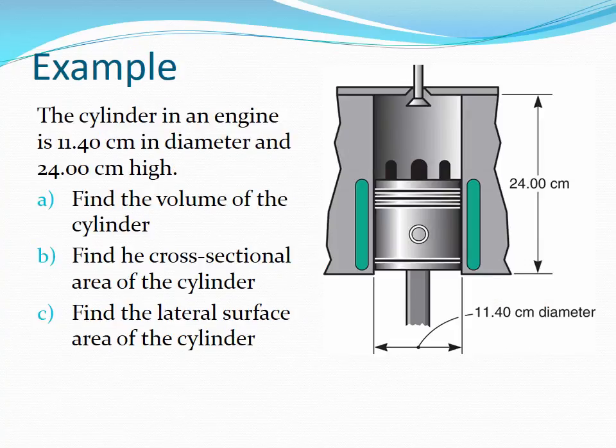The cylinder in an engine is 11.40 centimeters in diameter and 24.00 centimeters high. Find the volume of the cylinder, find the cross-sectional area of the cylinder, and find the lateral surface area of the cylinder. Note, since the values are given to 4 significant figures, the answer should have 4 significant figures.